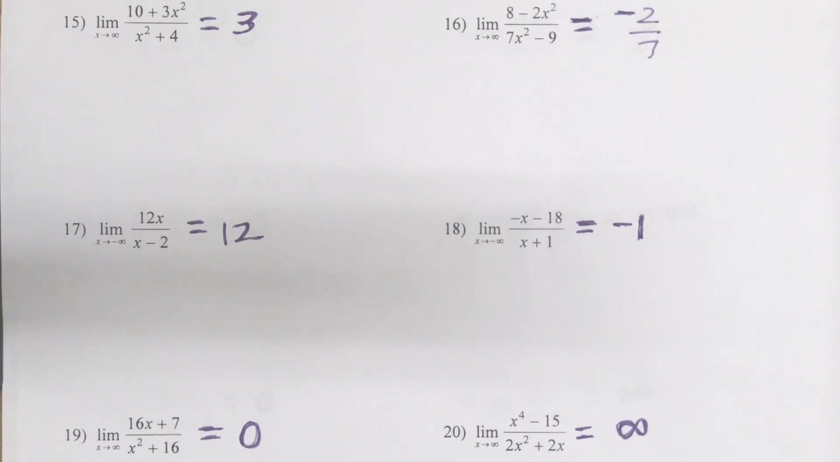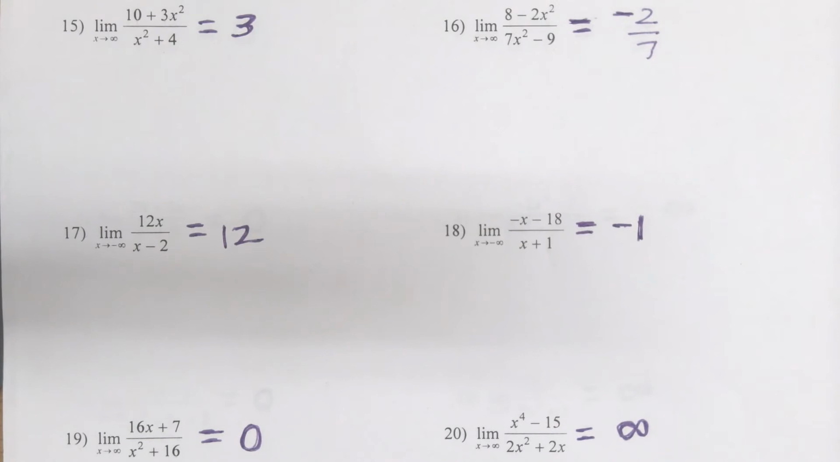19 is 0. And 20 is infinity. How'd you guys do on the ones that you did? Okay? Pretty good? Okay, good, good. So again, get those answers in, and now I want you to take a look at all of those answers.